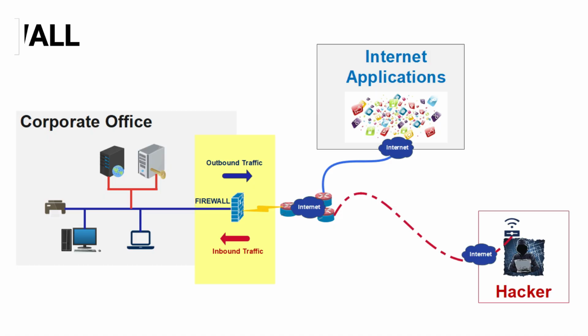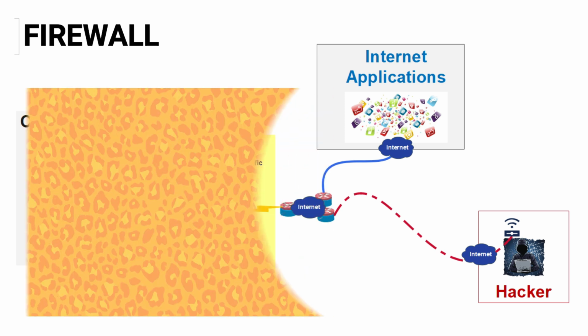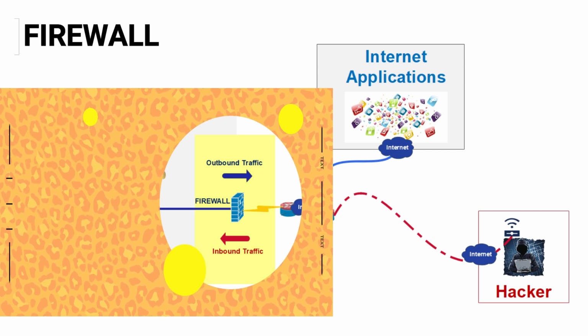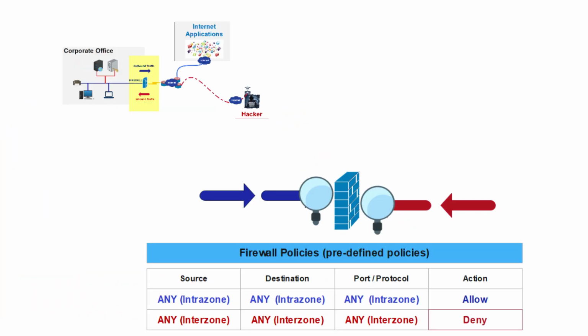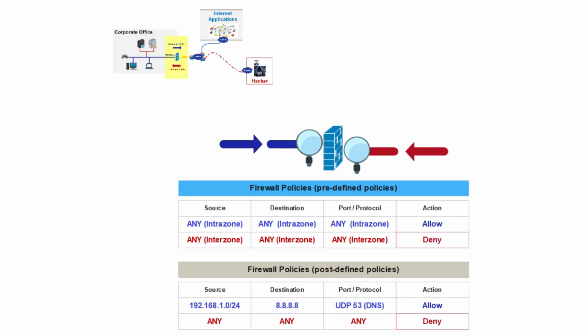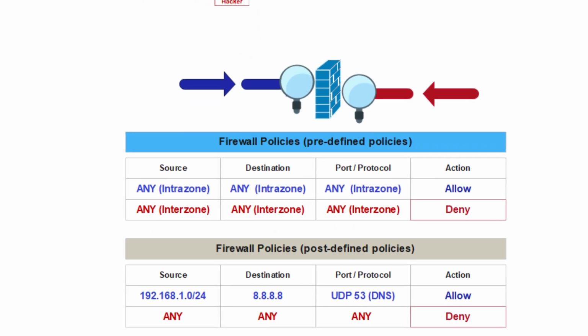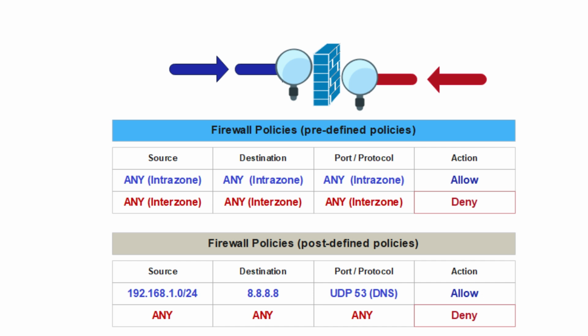Because firewalls are designed to monitor such kind of behavior or activity so that these ransom attacks can be stopped. So in today's topic we are going to talk about the basics of firewalls. When it comes to firewalls, the firewall is all about packet inspection and taking action according to policies set on the firewall. And this policy can be set by the vendors, which is also known as a predefined policy, or it can be set by the network or security administrator after the firewall has been installed in the office, which is called post-defined policies.